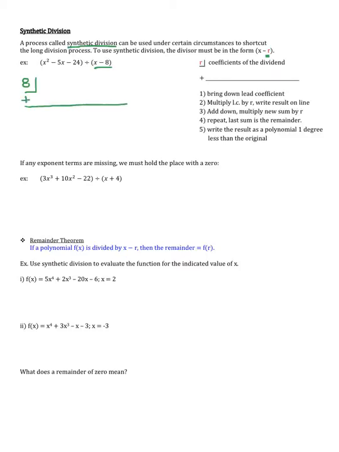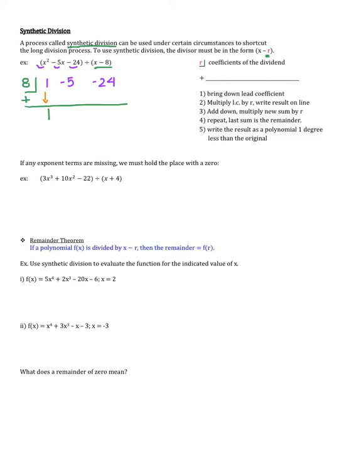What is going to go next to the 8 are the coefficients of what I'm dividing into, again keeping track of whether I need any placeholders. In this case, I don't. So the coefficient on x squared is just a 1, on the negative 5x, and then negative 24. All right, so that's the setup. So you have the little divisor sitting in a box, and then you just have the numbers, the coefficients of your numerator. To start the process, you always drop that initial coefficient. So that goes down.